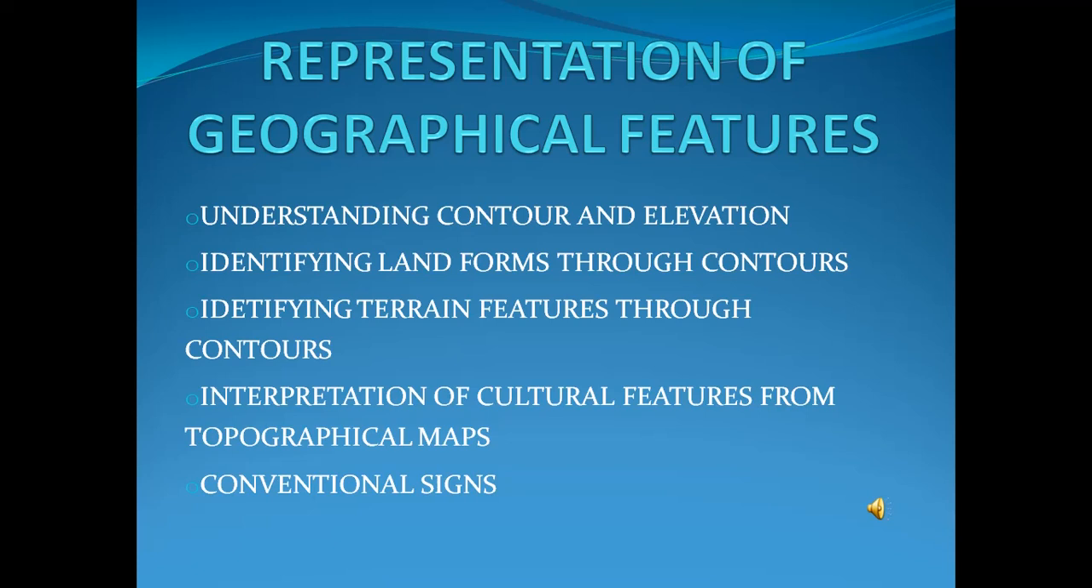Good morning, students. In this first chapter, the representation of geographical features, in our last class we discussed different contour lines and how in a map elevation and height are shown, and different colors are used to specify different physical features or any features.